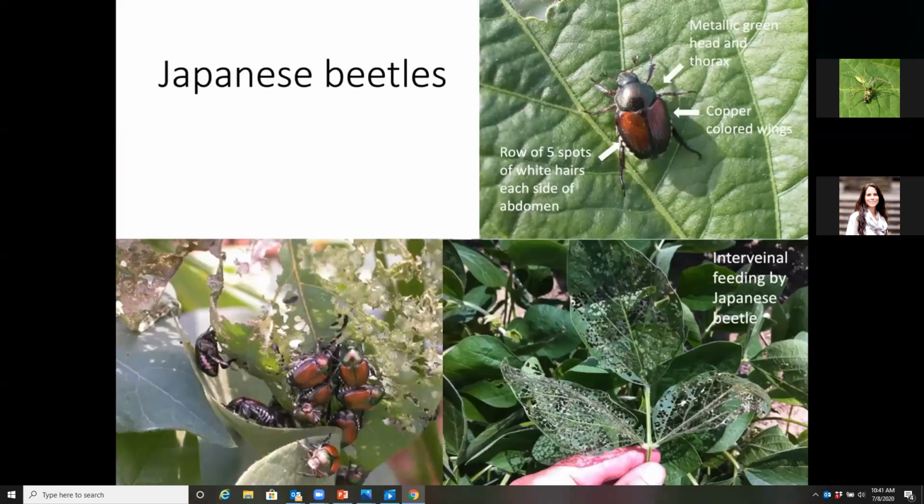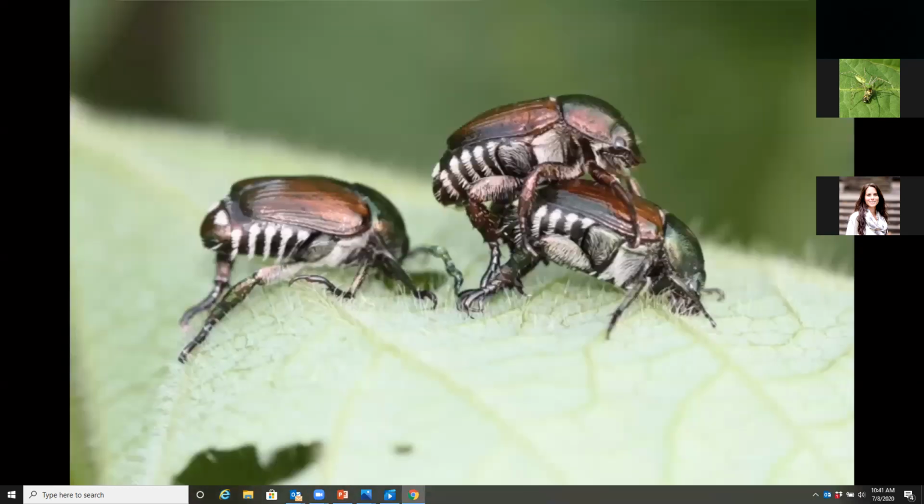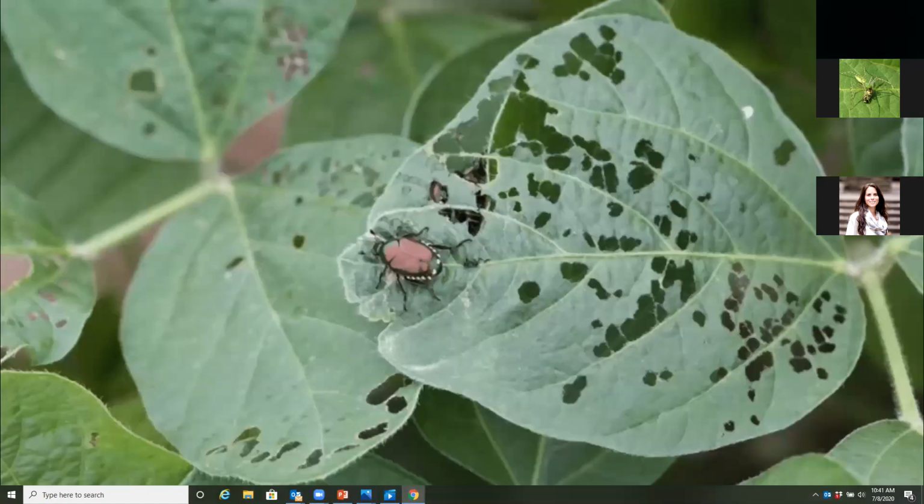Japanese beetles feed on over 300 different plants, and soybeans are one of them. Adults are oval-shaped and have a bright metallic green head and thorax with copper-colored hardened wings and a row of 5 spots of white hairs on each side of the abdomen below the wings. Adults typically emerge from late May through July and often feed in small clusters. They feed primarily on the upper foliage of soybean, eating the leaf tissue between the leaf veins and leaving a lace-like skeleton.